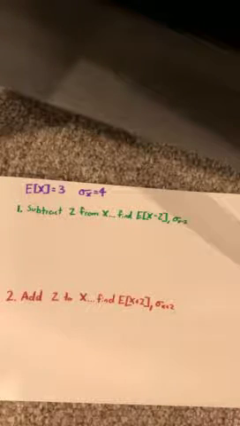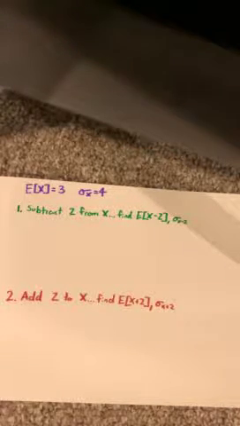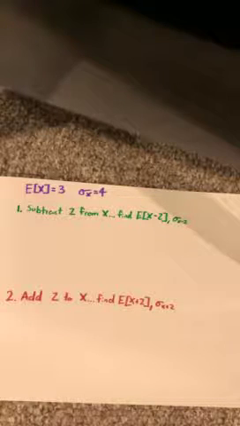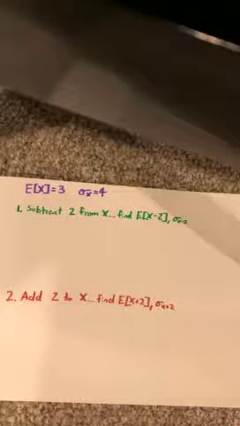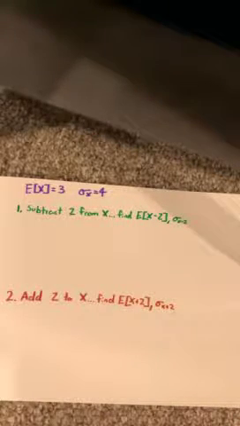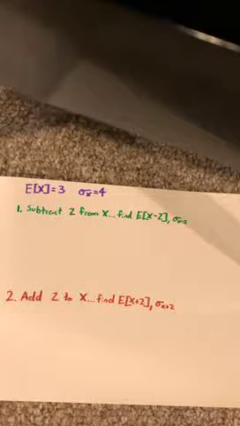I'm not sure when you are watching this, but I'm going to go over part of 6.2, the first part of 6.2, which is adding and subtracting a constant from a random variable.